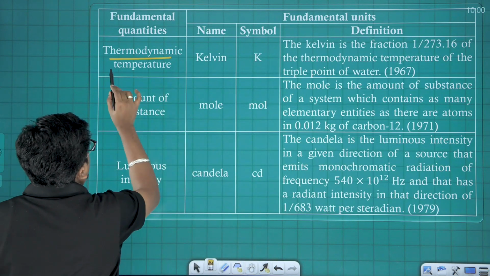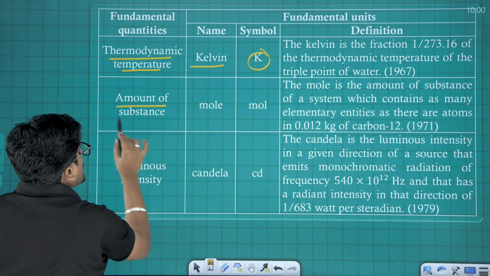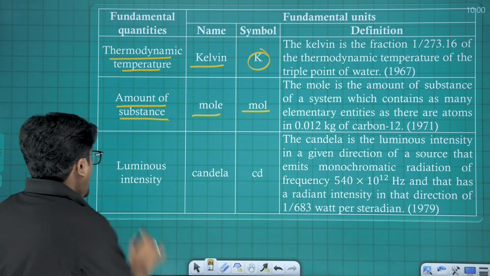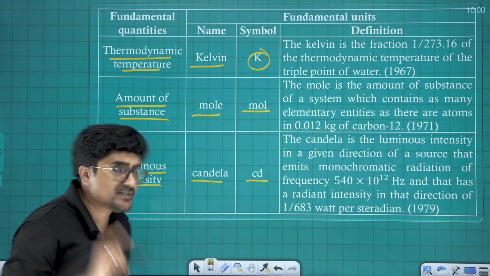Next is thermodynamic temperature, unit is Kelvin, represented by capital K. Amount of substance, unit is mole, symbol is mol. Luminous intensity, the unit is candela and the symbol is cd.